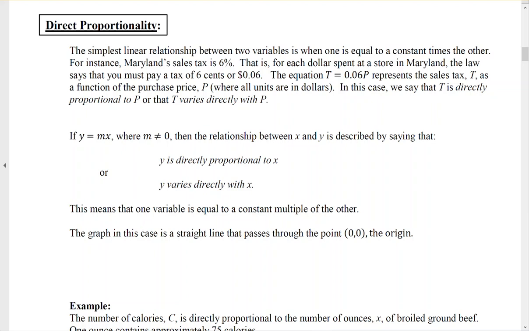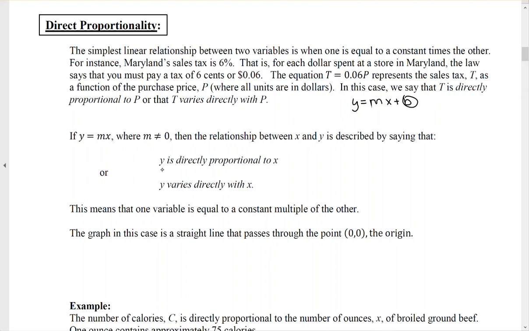In this section, we're going to be talking about direct proportionality, which is our simple linear relationship between two variables. You're going to notice it looks a lot like our equation from before, y equals mx plus b. But for it to be a direct proportion type question, our b value is going to be 0. So it's just y equals mx, and that's our direct relationship between x and y.